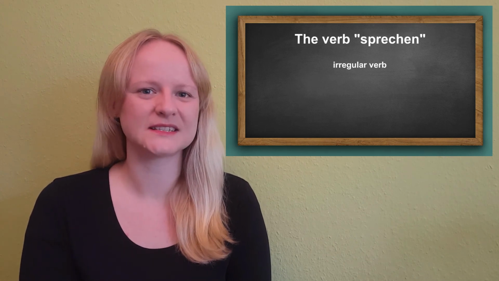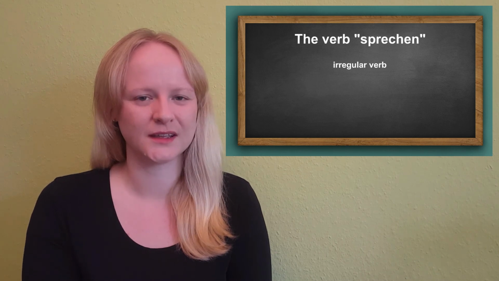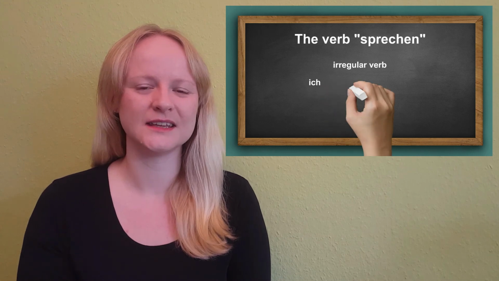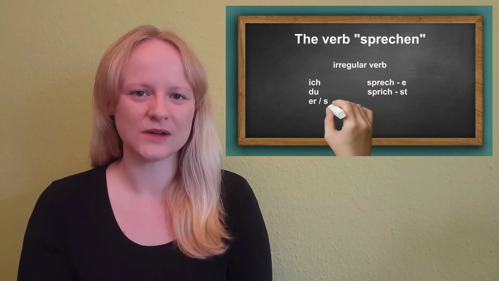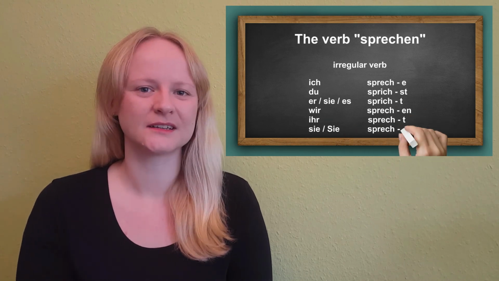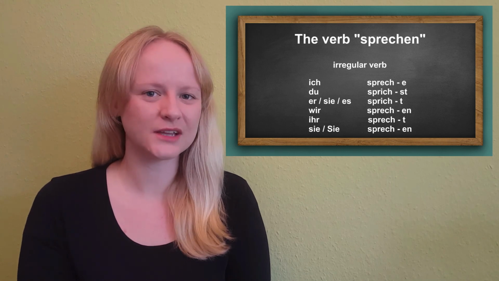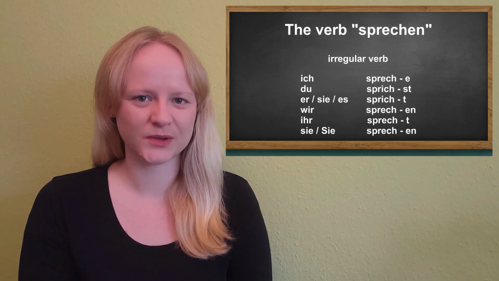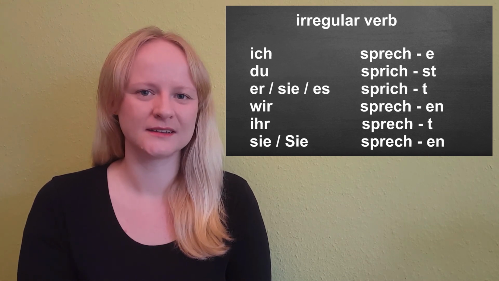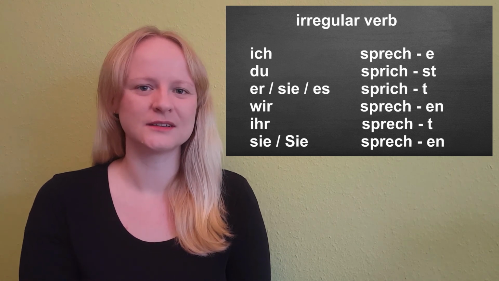Irregularity in verbs means that they change their verb stem in some of their conjugated forms. The verb stem of sprechen, after eliminating en, is sprech. However, as you can see, the stem changes to sprich for du and sie es. So the correct conjugation is ich spreche, du sprichst, sie es spricht, wir sprechen, ihr sprecht, sie sprechen.